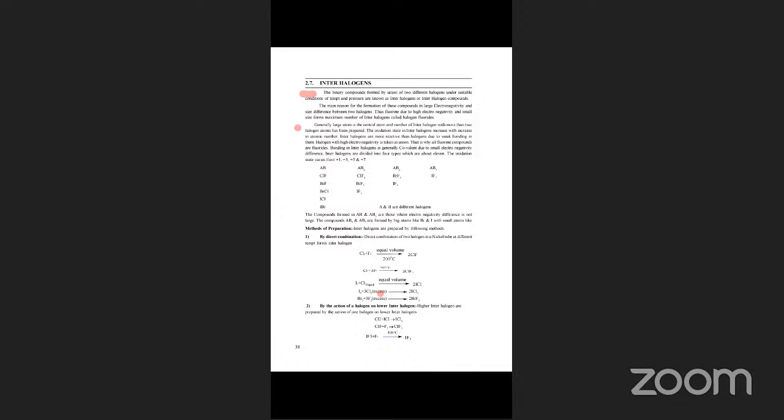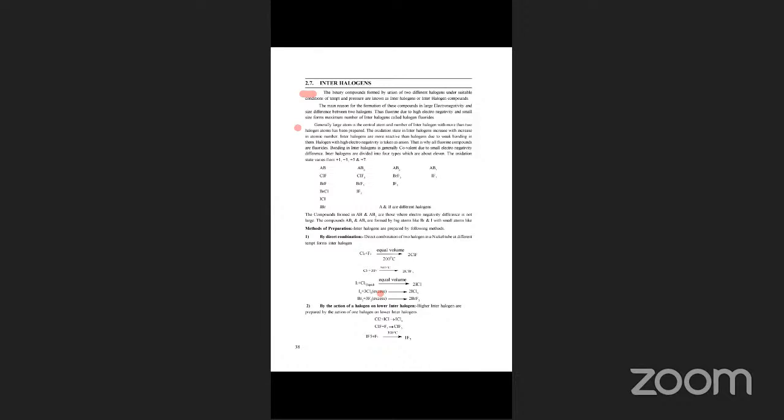The halogen with high electronegativity is taken as the anion. That's why all fluorine compounds are fluorides. Bonding in interhalogens is generally covalent due to the small electronegativity difference. Interhalogens are divided into 4 types, which are about 11. The oxidation states are +1, +3, +5, +7. So interhalogens are very important.